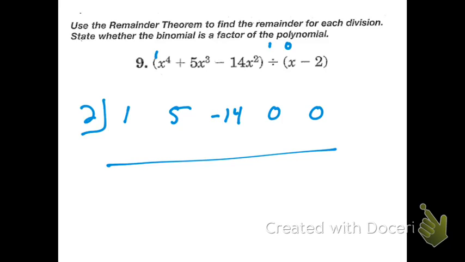You don't need to, but you could. And I'm going to show you that you could. Anyway, drop the 1. 1 times 2 is 2. We get 7 when we add. 7 times 2 is 14. We add, we get 0.